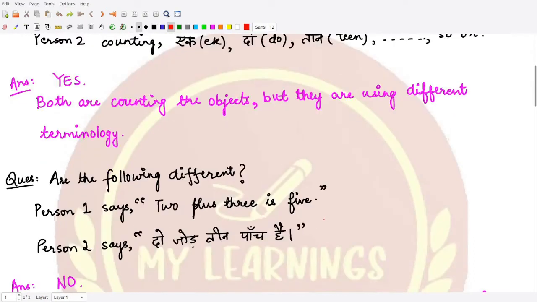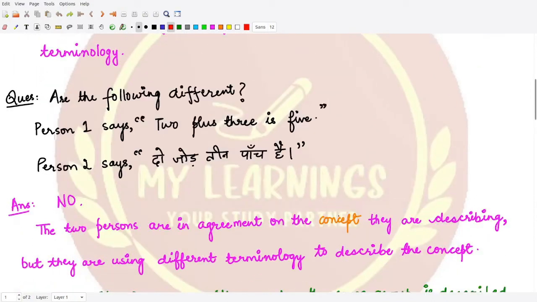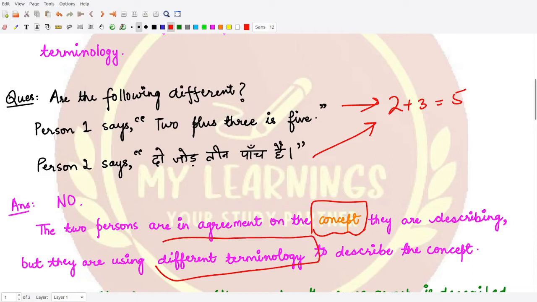For the next example, are the two things different? One person says 2 plus 3 is 5. Another person says 2 जोड़ 3 5 है. They are basically saying the same thing, but their terminology is again different. Two persons are in agreement on some concept, that 2 plus 3 is always equal to 5, but their way of saying it is different. They are describing the same concept using different terminology.